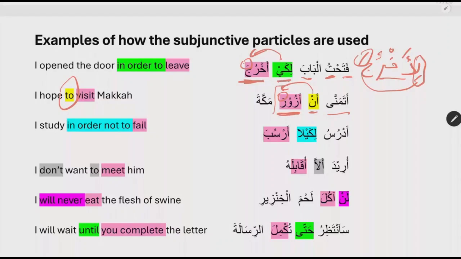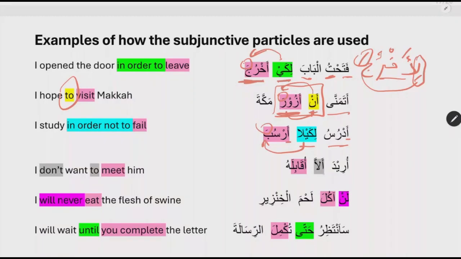Here's your example of the particle with the subjunctive following it. This one, adrusu likeila, in order not to. And this is the li and the keila at the end. Arsubba, can you see that? This particle introduces the verb to fail, and here it's I'm studying, and here it's I'm failing. So you can see the agreement that I study in order that I don't fail.